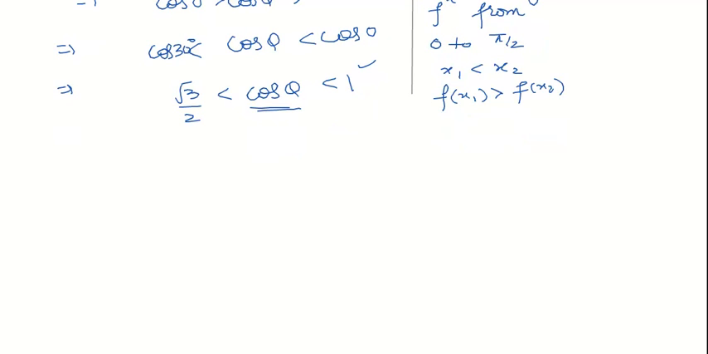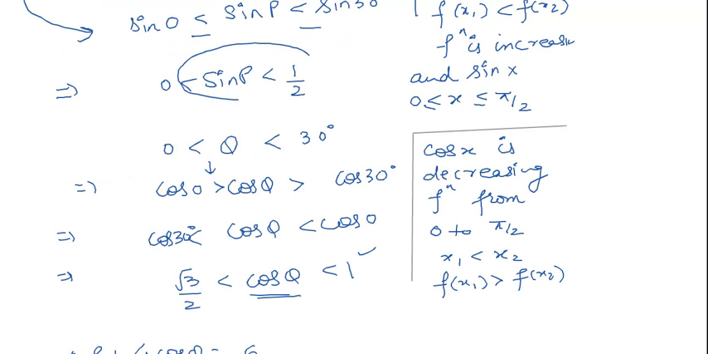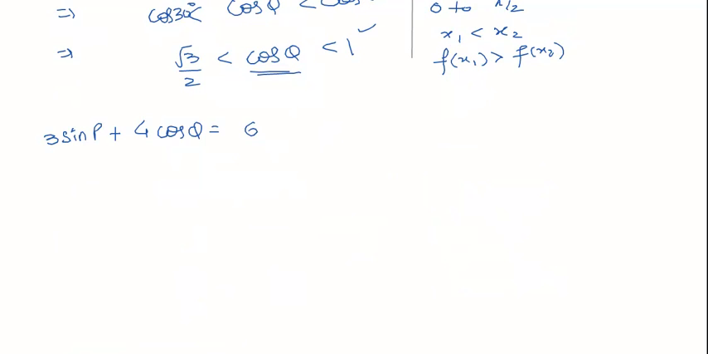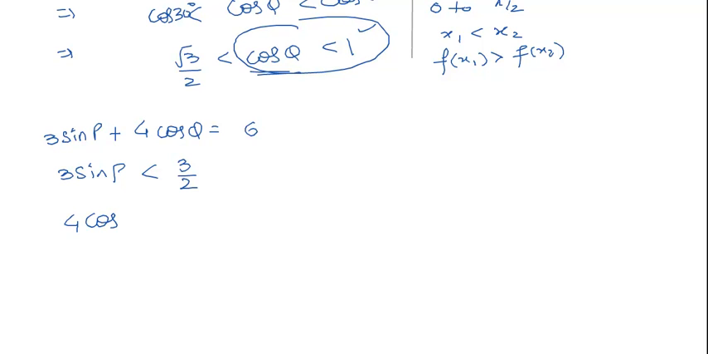Now the first condition given to us is that 3 sin P plus 4 cos Q is equal to 6. Now we take the help of the inequality which we have just discussed, that says that sin P is less than half. So from this we can say that 3 sin P will be less than 3 by 2. Similarly here we can see that cos Q is less than 1. Therefore 4 cos Q will be less than 4.